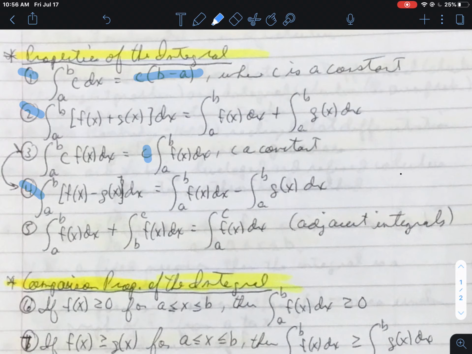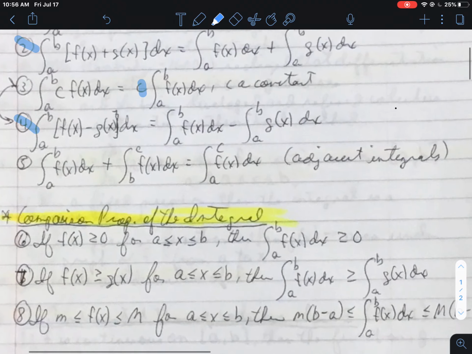Okay, so this is one we tend to use in a lot of cases, just because if you get that constant out of the way, it makes the integration process a lot easier. We didn't bother with that as much with derivatives, but we tend to make use of that a lot more here with integration.